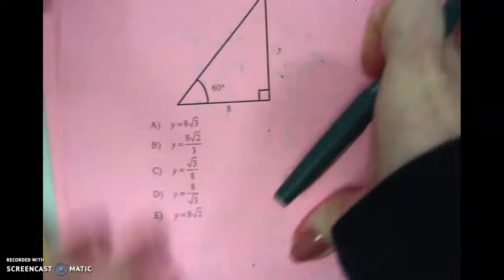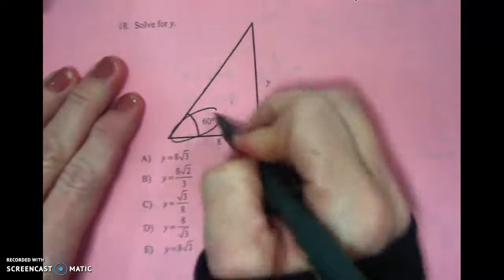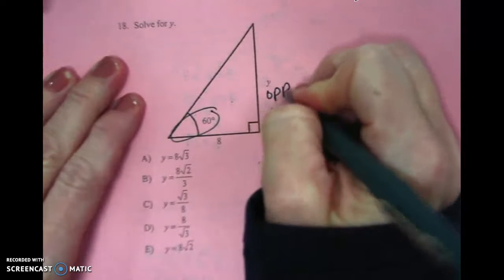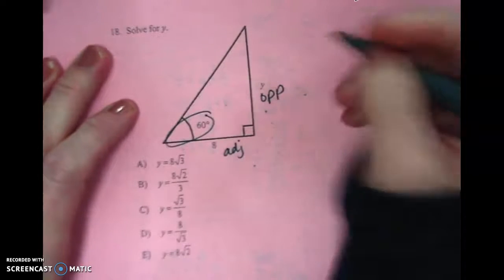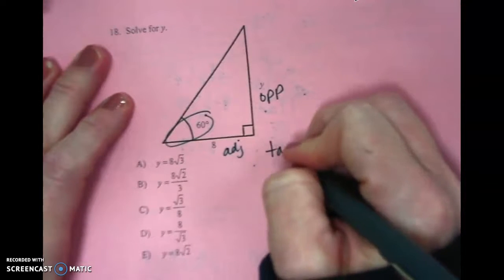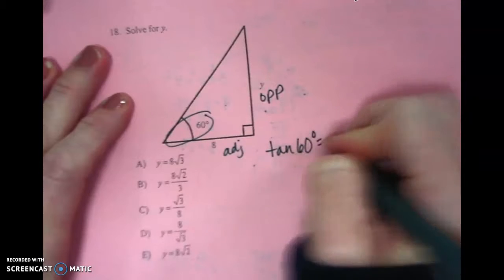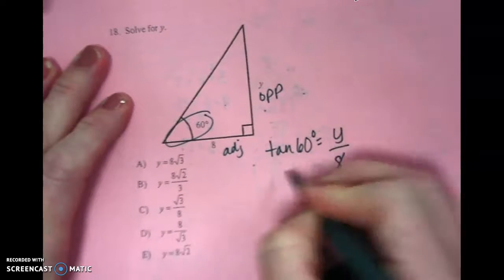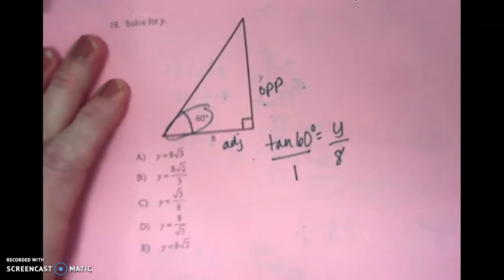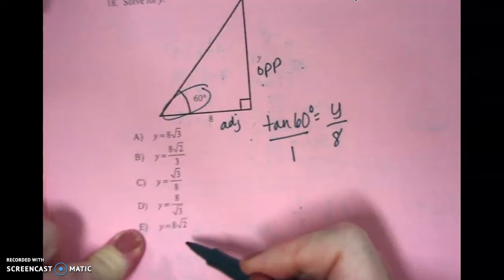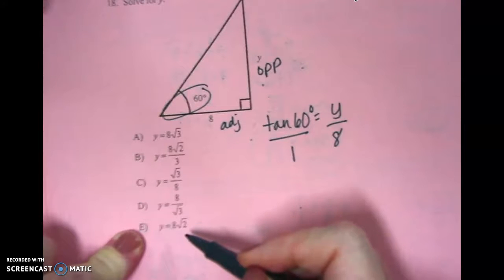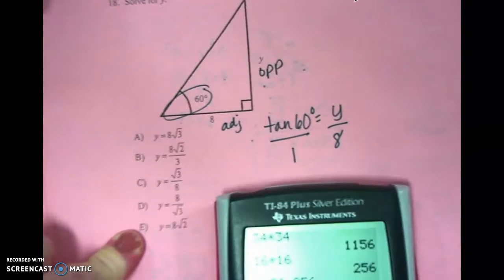Solve for y. Well, we're given an angle, we have opposite, and we have adjacent. So, CAH TOA, we're going to use tangent. The tangent of 60 degrees equals opposite over adjacent. Now, before you go to do this, look at our answers. Our answers are not by using a calculator right now.